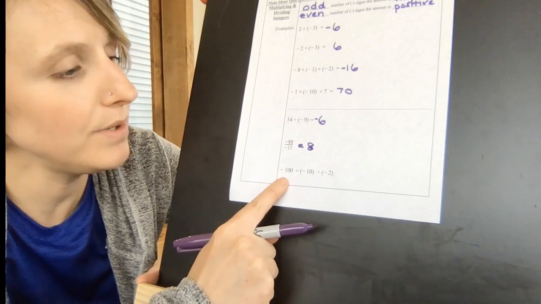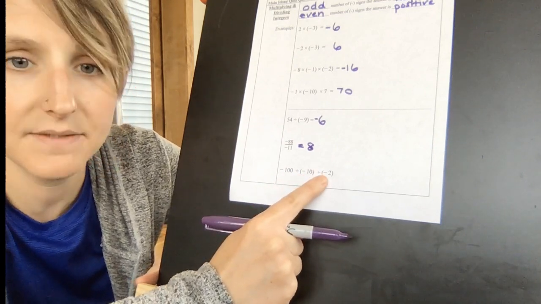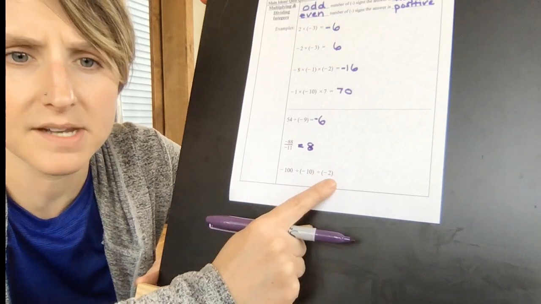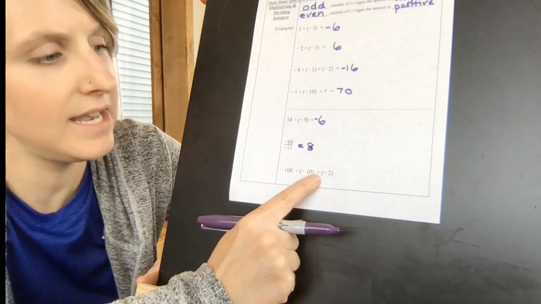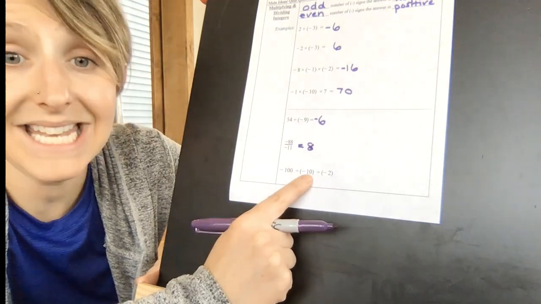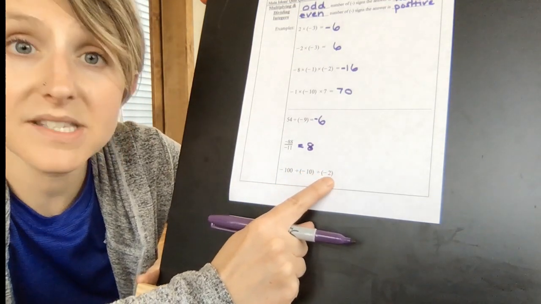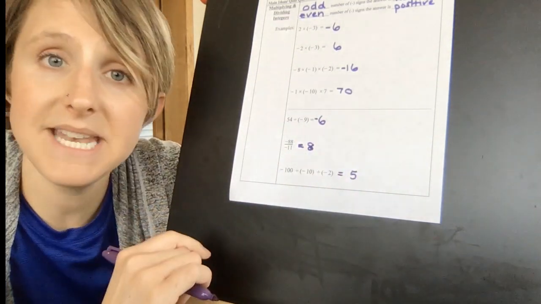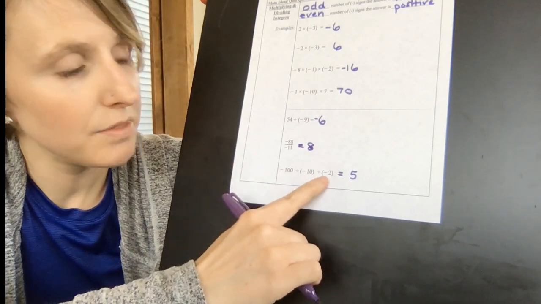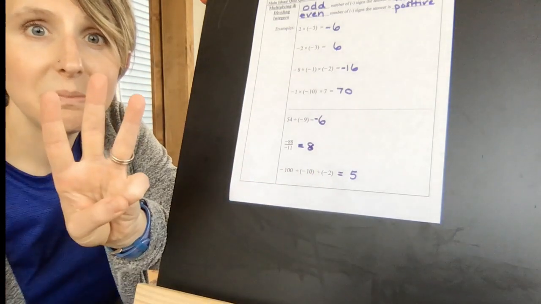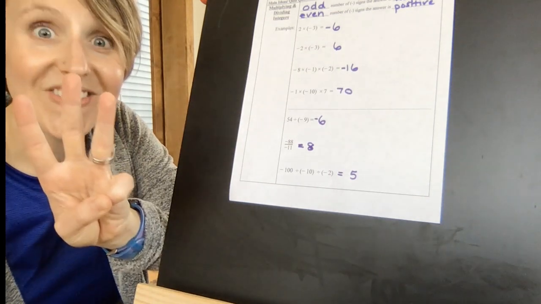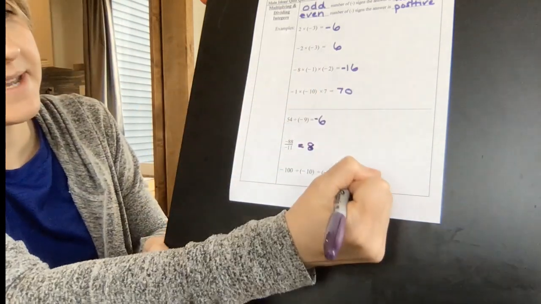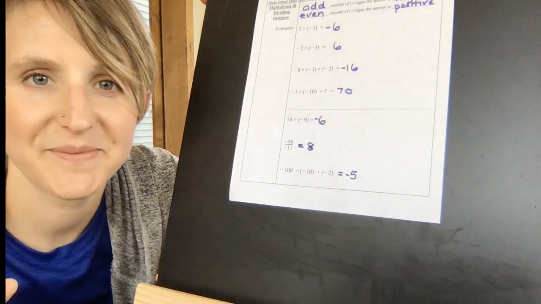Last one, we have negative 100 divided by negative 10 divided by negative 2. First, to get the quotient, just divide the absolute value of all these numbers. So this would be 100 divided by 10 divided by 2. So 100 divided by 10 is 10. 10 divided by 2 is 5. Now, count how many negative signs you have. 1, 2, 3. Is 3 an even or an odd number? Odd. So our quotient is going to be negative.